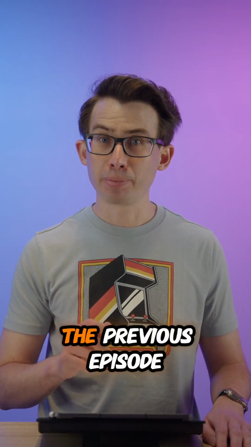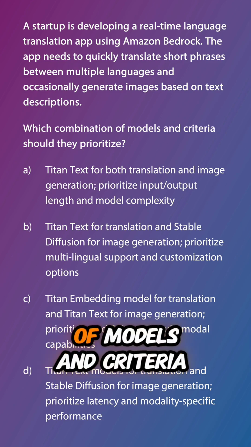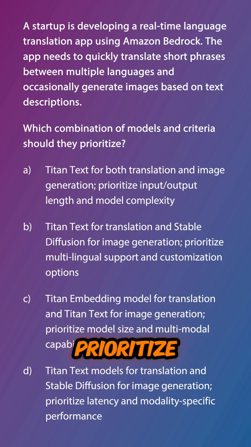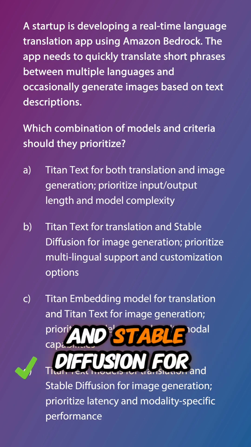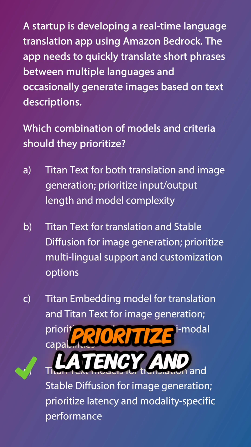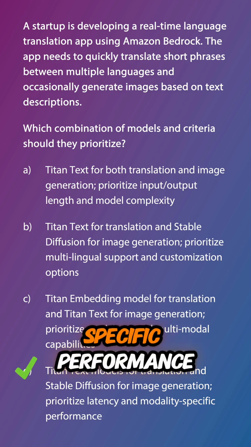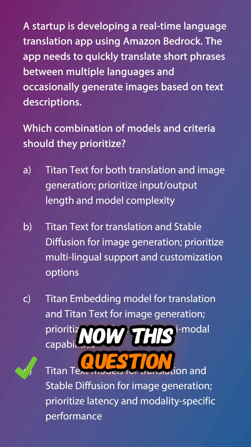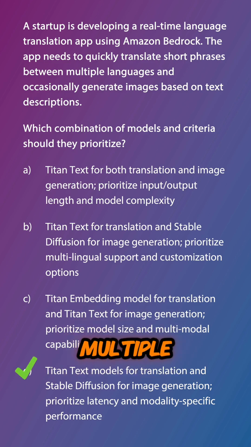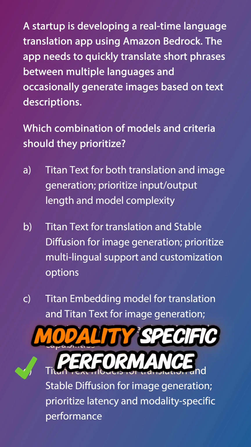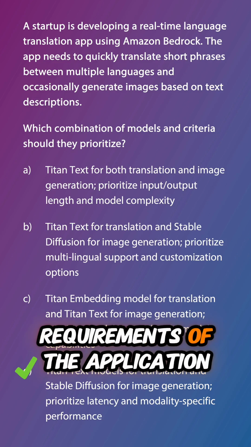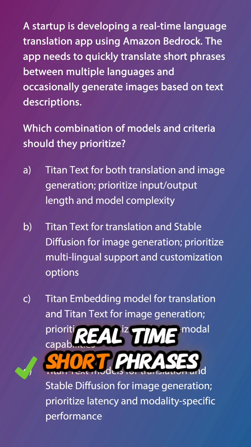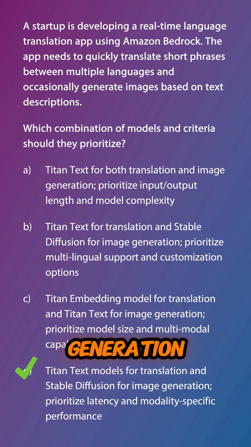Reviewing the question from the previous episode asking which combination of models and criteria they should prioritize, the answer is D. Titan Text models for translation and Stable Diffusion for image generation, prioritize latency and modality-specific performance. Now this question tests the ability to balance multiple technical criteria, in this case latency, multilingual support, and modality-specific performance, while considering the specific requirements of the application: real-time, short phrases, occasional image generation.